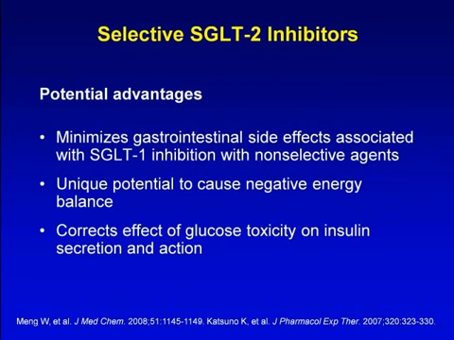So the potential advantages of selective SGLT2 inhibitors would be that they minimize GI side effects, because as you were shown before, SGLT1 is the main protein that is present in the intestine. So if SGLT2 is inhibited specifically, you're going to target the kidneys rather than the intestines, which will then result in less GI side effects.